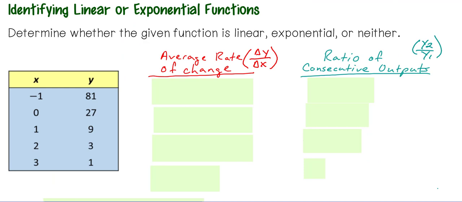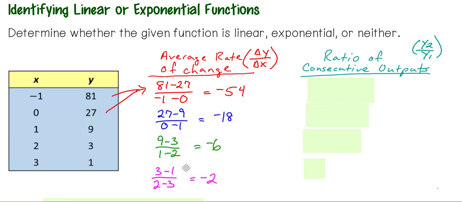So let's look at identifying this next table. Follow the same steps. Find the average rate of change for each combination. Okay, so in this case, we can see that our average rate of change is not the same. So therefore we know it is not linear.